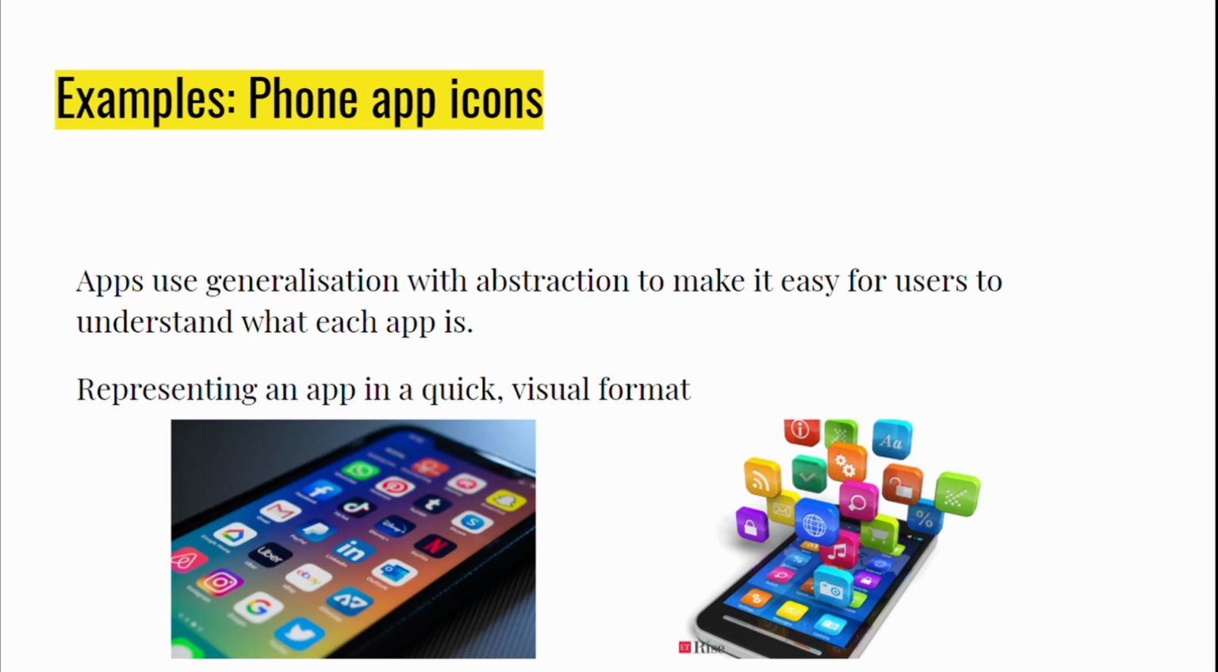Another example we can see is the phone app icons. For these applications on your phone, if we take for example the Netflix symbol, we can see that it only has an N instead of writing out Netflix, or Twitter just has a bird. So this is a visual representation. Apps use generalization with abstraction to make it easy for users to understand what each app is. Therefore it's faster for you to understand. Instead of having to read the title of the app, you can just quickly see that visual image and understand what it is.